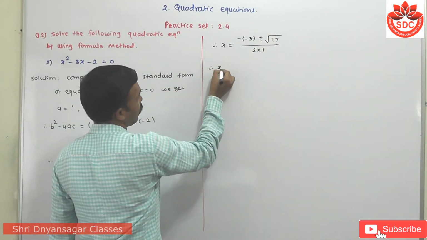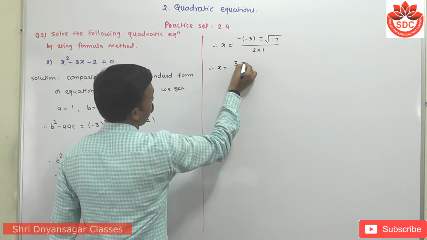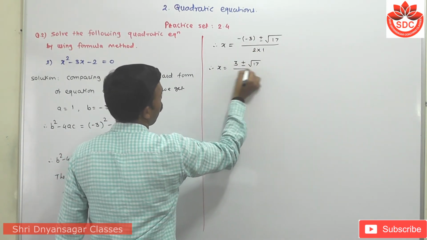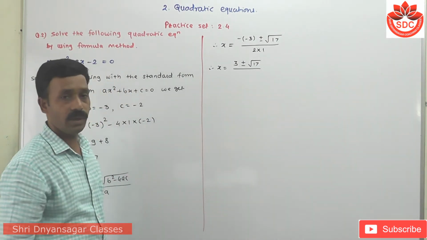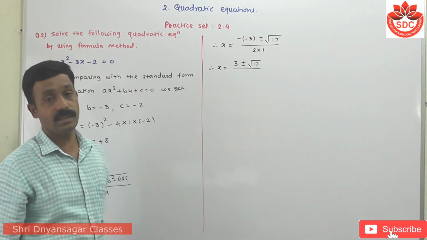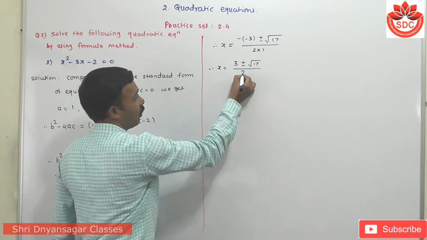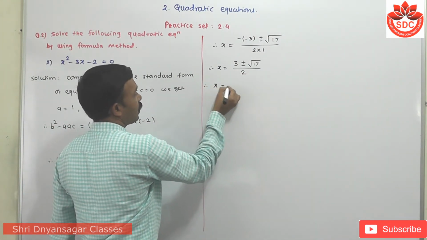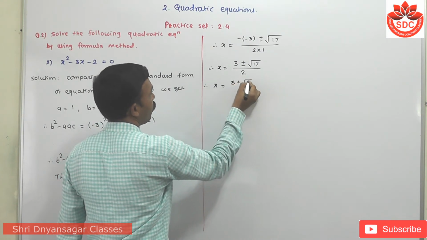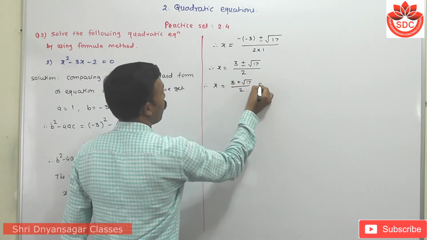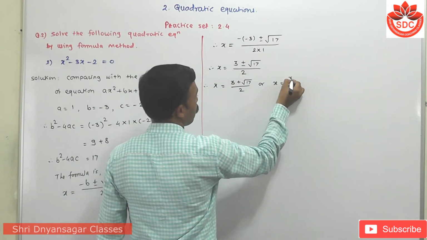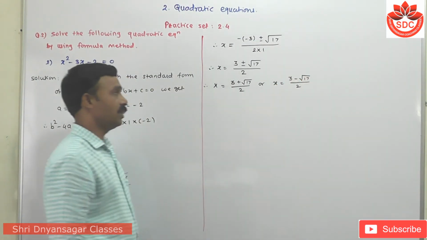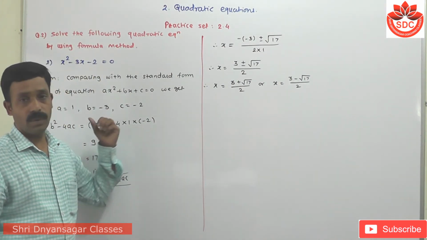Then x is equal to minus minus plus 3 plus minus root of 17. We cannot find the square root of this 17, or we cannot factorize this, so we write as it is, upon 2 times 1 is 2. Then we write x is equal to 3 plus root of 17 upon 2, or x is equal to 3 minus root of 17 upon 2. These are the roots of the given quadratic equation.